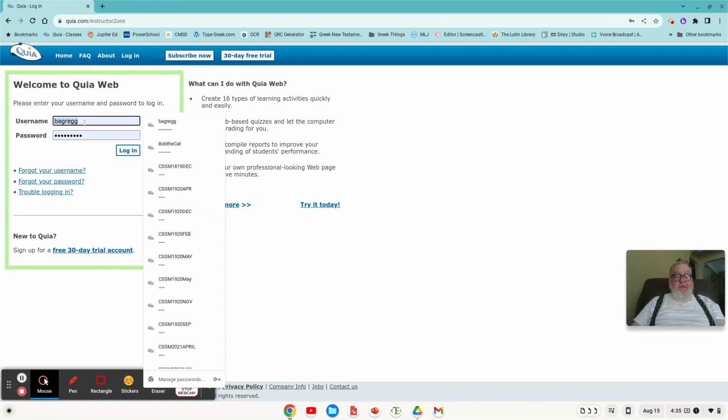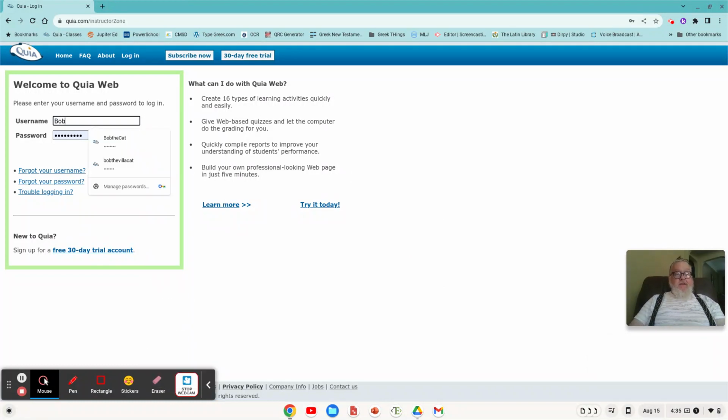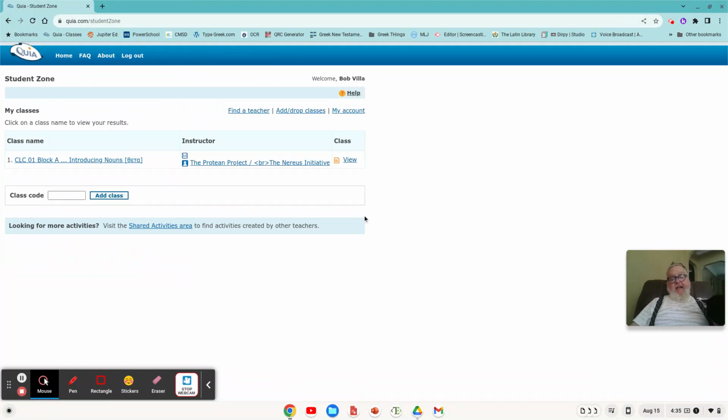I'm going to log in as Bob, Bob the Villa Cat, because he's a student. All right. So, I look here and I got 2 things. One, let's figure out what's the homework tomorrow. Loki's going to stand in for Bob. Here's Loki, he's your fluffy kitty.